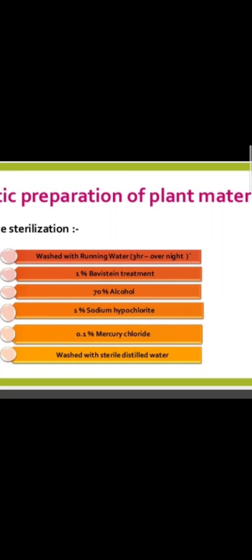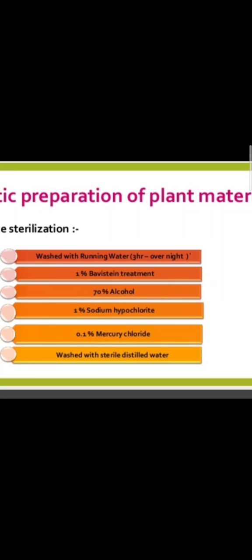Next, 1% B.Sc treatment. These are some of the chemicals. B.Sc is a fungicide. So 1% preparation of B.Sc is used to treat the plant material. Next, then you will rinse with 70% alcohol. These are some steps which are involved in aseptic preparation of the plant material.